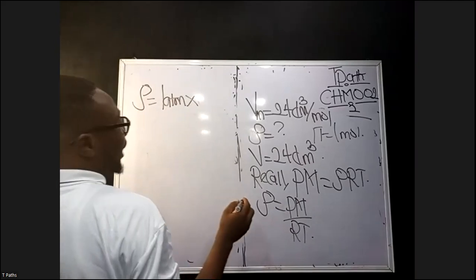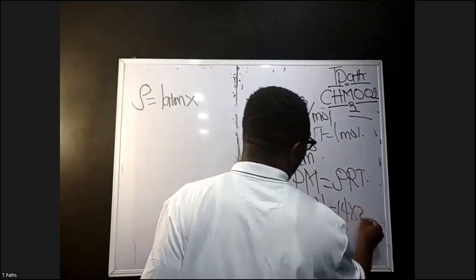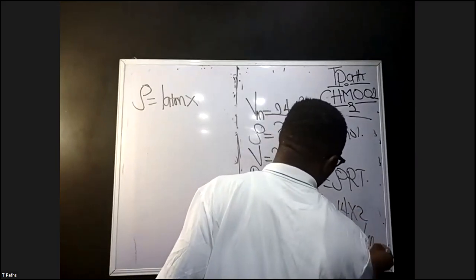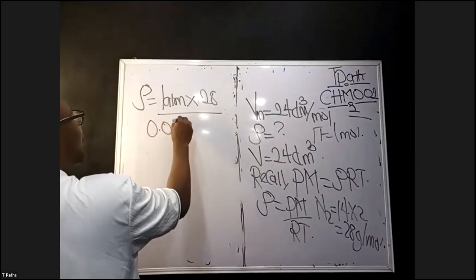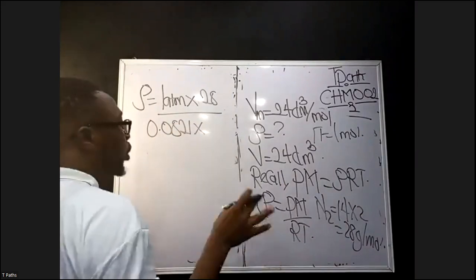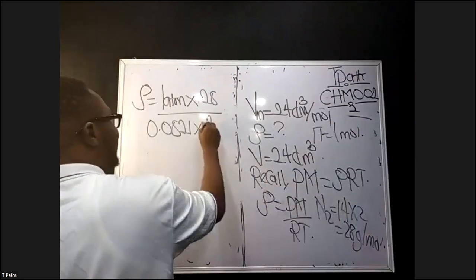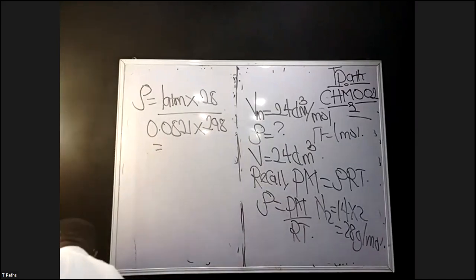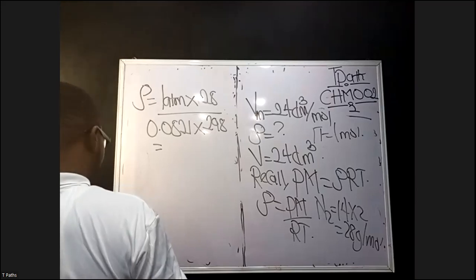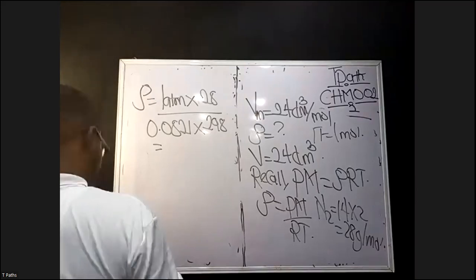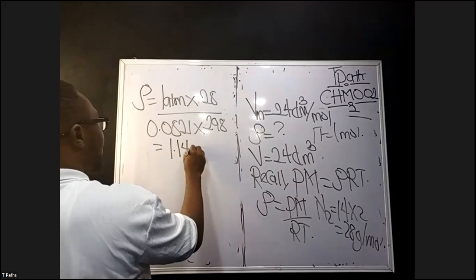Molar mass of nitrogen gas. Nitrogen gas, that is N2, is what? 14 times 2. That is 28 gram per mole. Our R is 0.0821. Why are we using 0.0821? Because of unit. And what is the temperature today? At room temperature, that is 298 Kelvin. So 28 divided by 0.0821 times 298. That is 1.14 gram per dm cube.